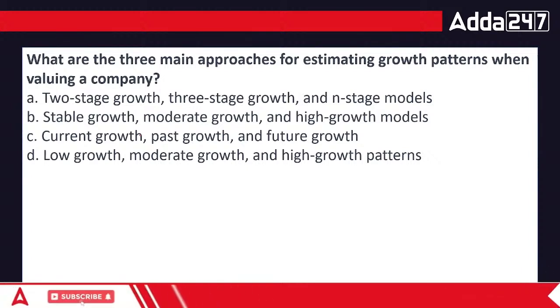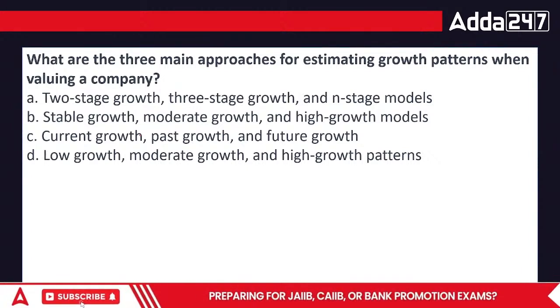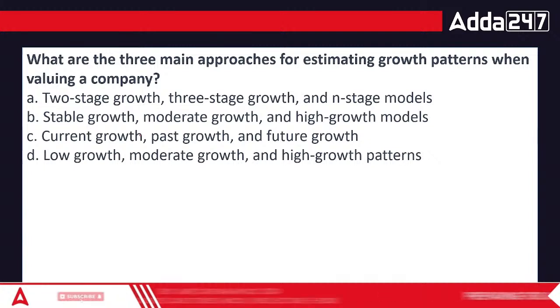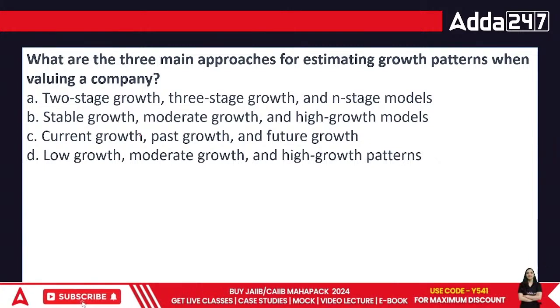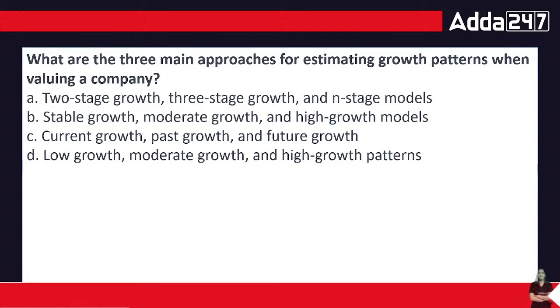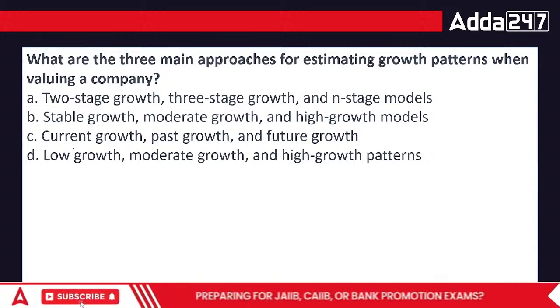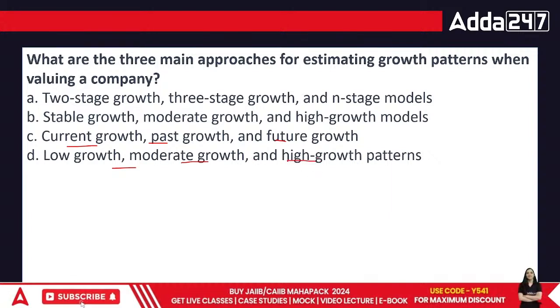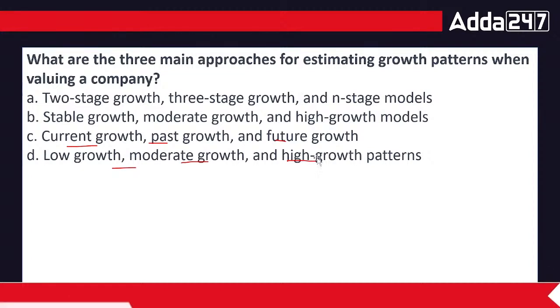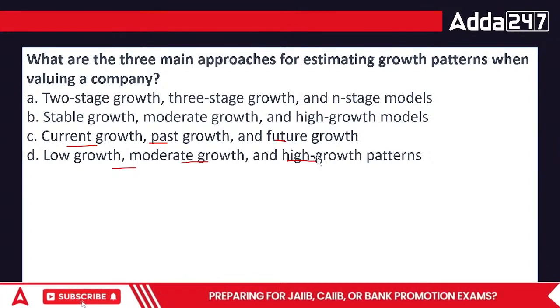What are the 3 main approaches for estimating growth patterns when valuing a company? Okay, when you're valuing a company, then what are the particular models? 2-stage, 3-stage, and end stage. Stable, moderate, high; current, past, future; low growth, moderate, and high growth. Growth is bound to happen, but what should be the pace of it? How do we decide it?